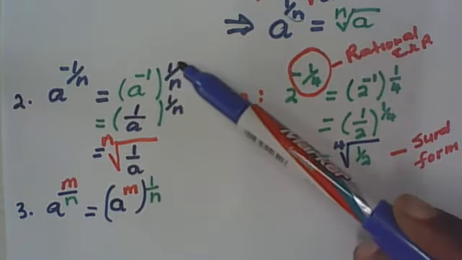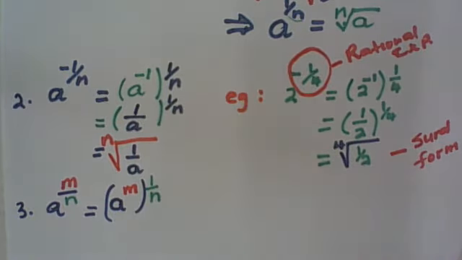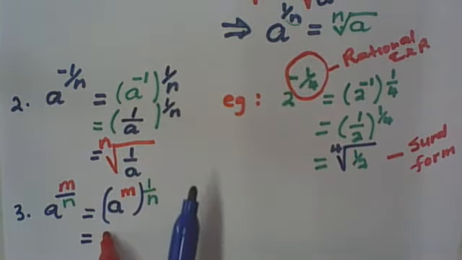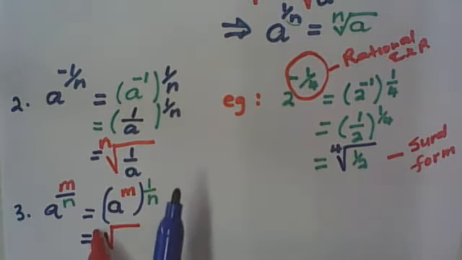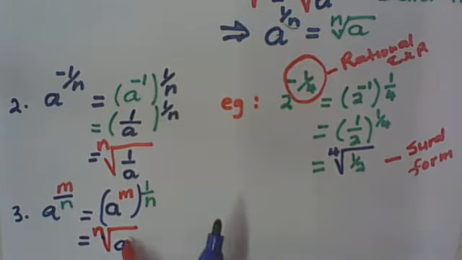And mind you, let us not forget what we did in here. This becomes a surd form. Meaning we are going to have the nth root, the nth root of a to the power m.